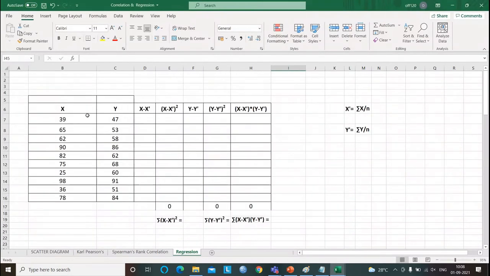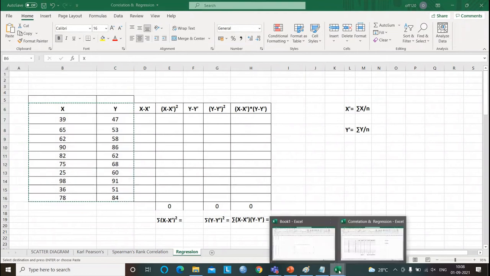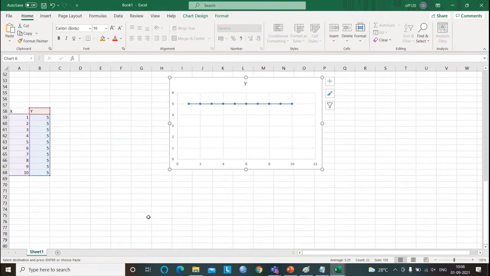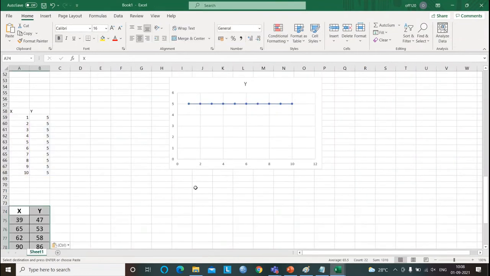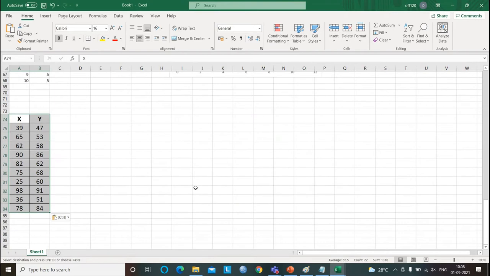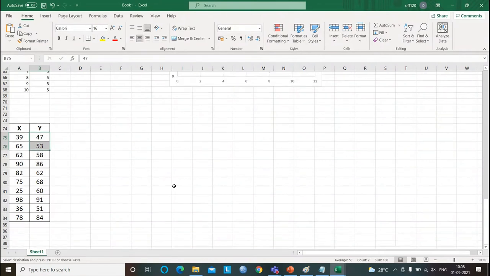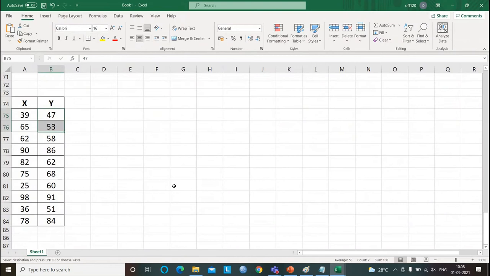Okay. So let me take these two values of X and Y. Now, I cannot say that X is increasing, decreasing, Y is increasing, decreasing. In the first case, X is increasing, from 39 to 65. And from 47 to 53, Y is also increased over here. I think everyone can see this.